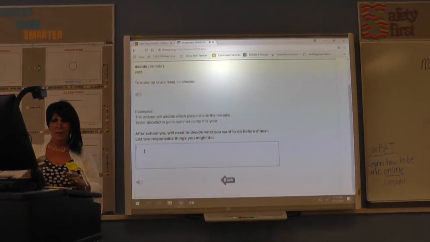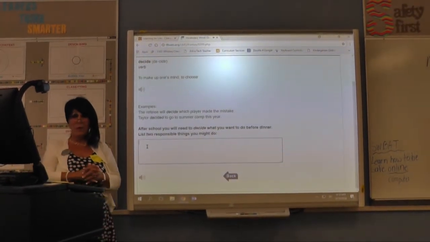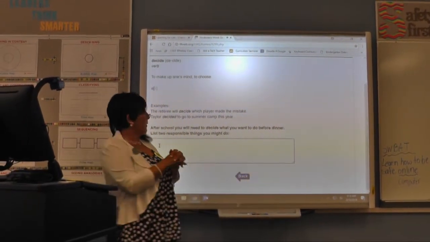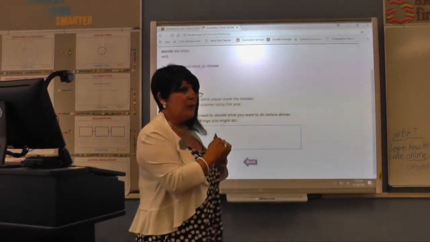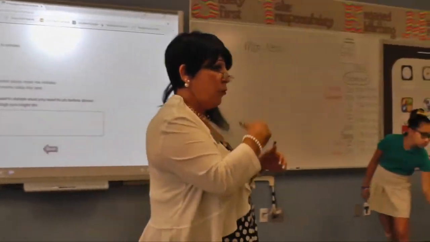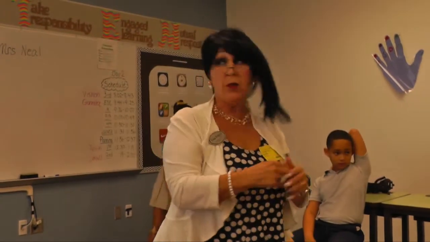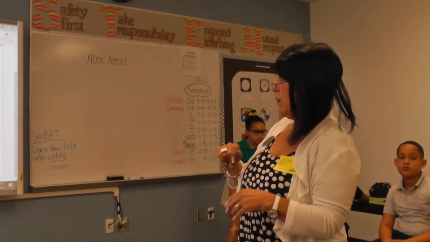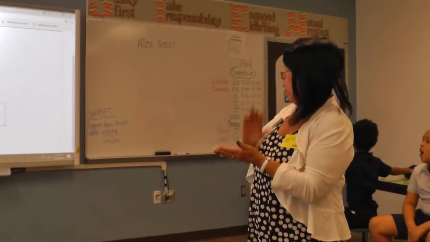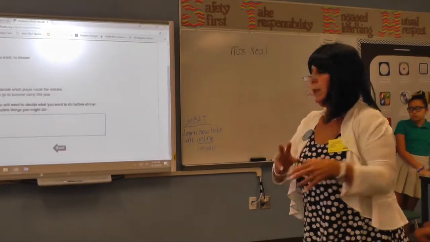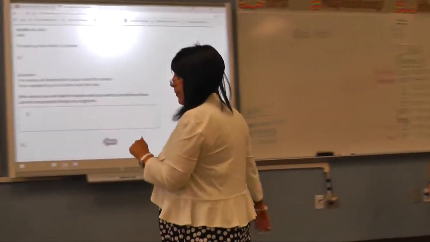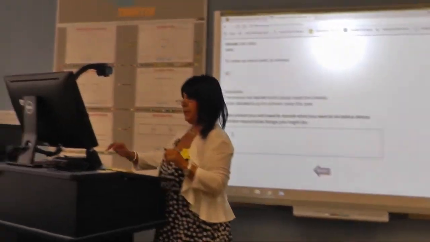List two responsible things you might do. So let's talk about that. This is asking us, we're talking about the verb decide. Okay, it's your choice to decide what to do. So here's the example. After school, you will need to decide what you want to do before dinner. List two responsible things you might do. What would they be? What do you think?